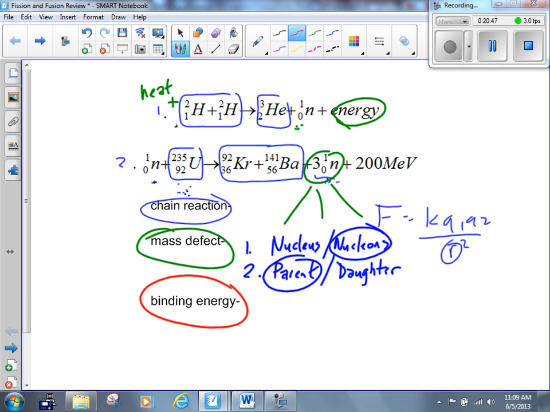And we call that energy the binding energy. Binding energy can be defined in a couple of ways. One is the energy that's required to put a nucleus together. But the other way that we can define it, and the way that's way more practical for the problems that we're going to do, is the energy that's released as a nucleus breaks apart.